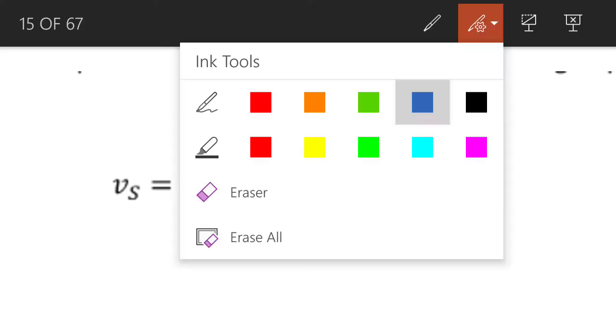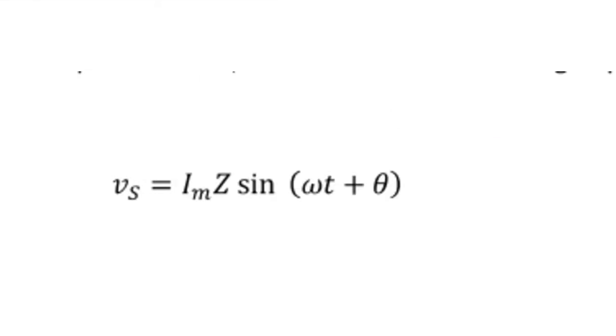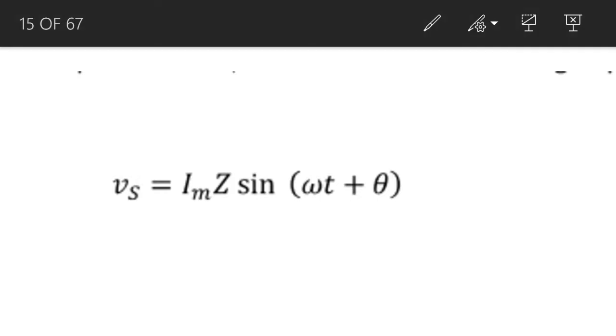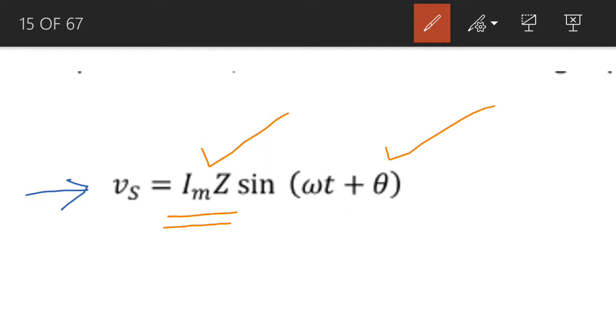So you see, we replace Vm in the equation for the source voltage by Imz, and so this is the maximum value of the source voltage, and here is the phase angle of the source voltage. You see, the maximum value of the current in this equation is known.